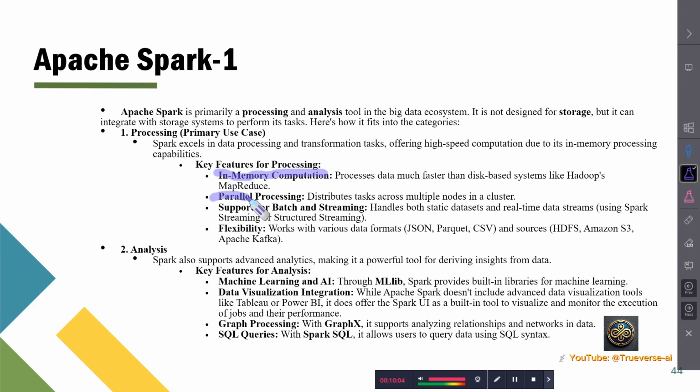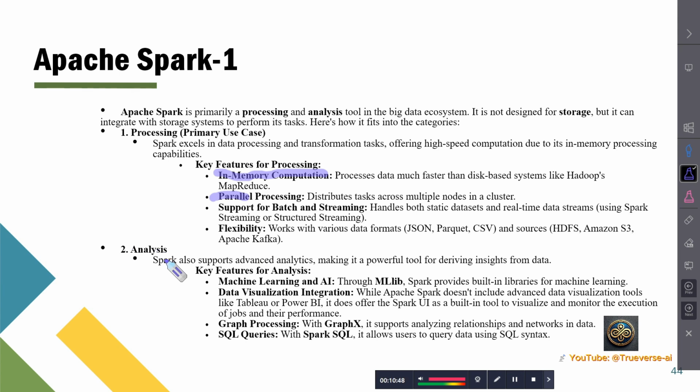as well as parallel processing. We will talk about that later. We divide, partitioning our data, and process it through parallel processing. It supports batch and real-time processing. It is very flexible with different formats like JSON, Parquet, CSV, and even sources like HDFS, meaning the Hadoop Distributed File System, and Amazon and Kafka as well.